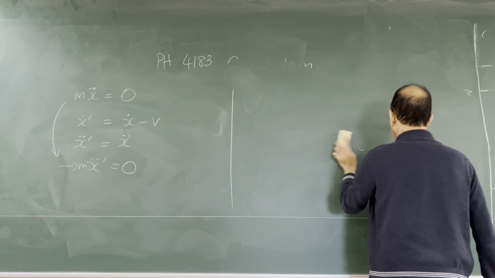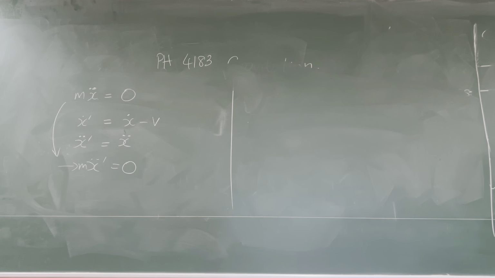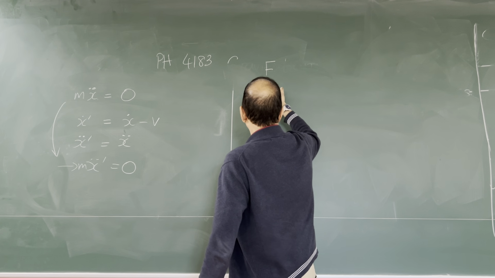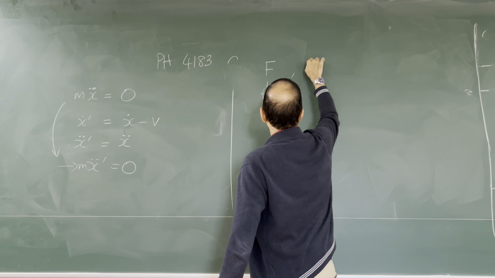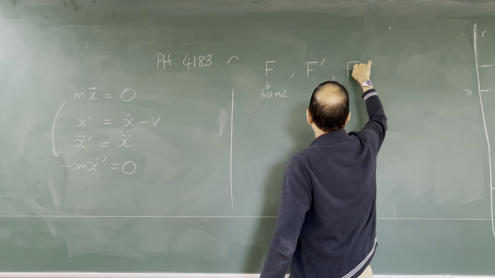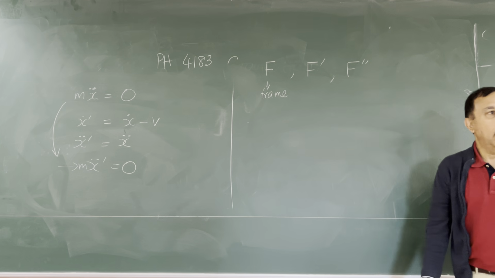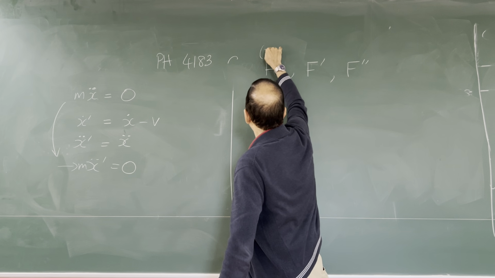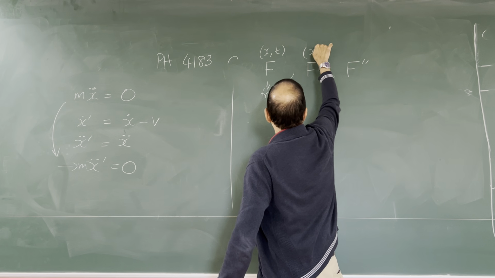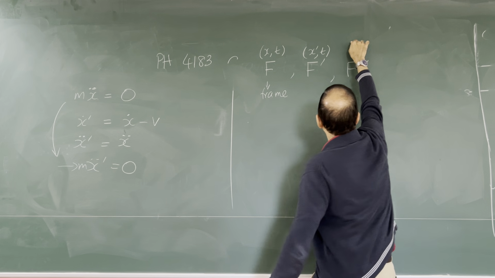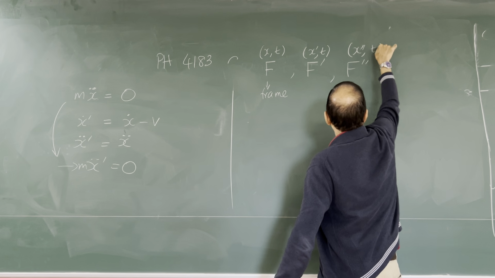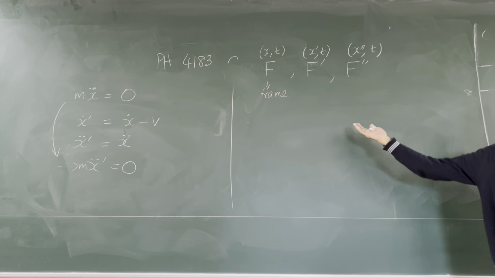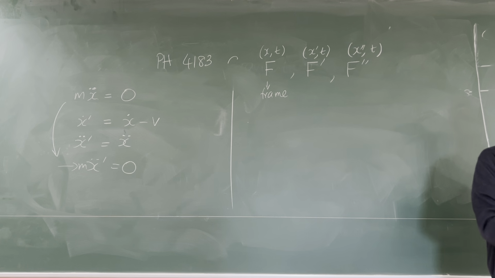Second observation, and it's a very useful one: let me give a name to a frame. F will be a frame, always assumed to be inertial, F prime another one, and F double prime a third one. The notation is straightforward: in F, the coordinates of space and time are x and t. Here they are x prime and t for the moment, and here they are x double prime and t. T never changes in Galilean relativity, but x changes to x prime when one frame moves relative to another.